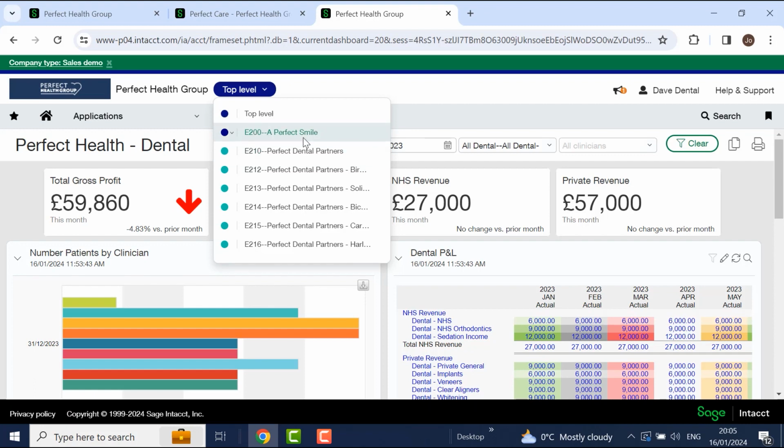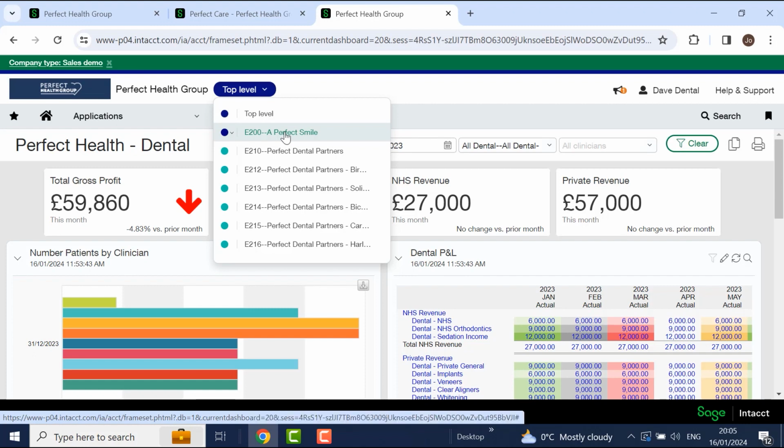So Sage Intacct allows for data to be shared across legal entities. Things like suppliers, chart of accounts, and analysis reports can be set up once and then reported on in each one of these separate legal entities. It also allows Dave and his team to sit at the top level here and then process an accounts payable invoice for Perfect Smile and then for each one of the dental partners. What his team does not have to do is log off and log back on into separate legal entities.